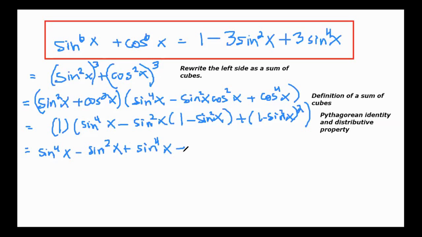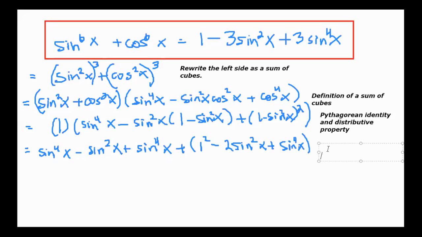Sine to the power of 4x minus sine squared x plus sine to the power of 4x. What I did here is I distributed the negative sine squared x into the parentheses. So I got negative sine squared x plus sine to the power of 4x plus 1. Now, 1 minus sine squared x to the power of 2 is a perfect square binomial, so I'll expand that using the perfect square binomial formula.